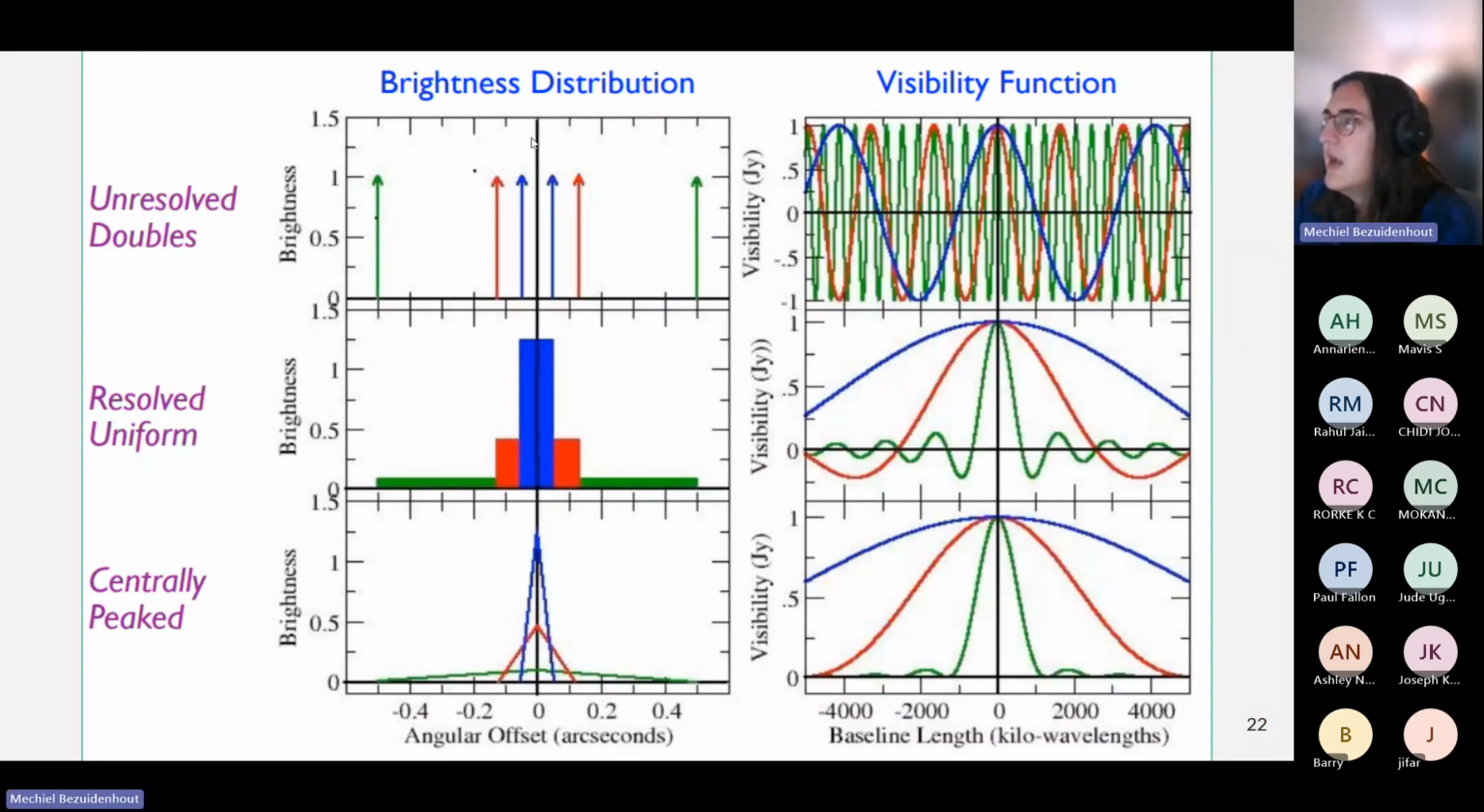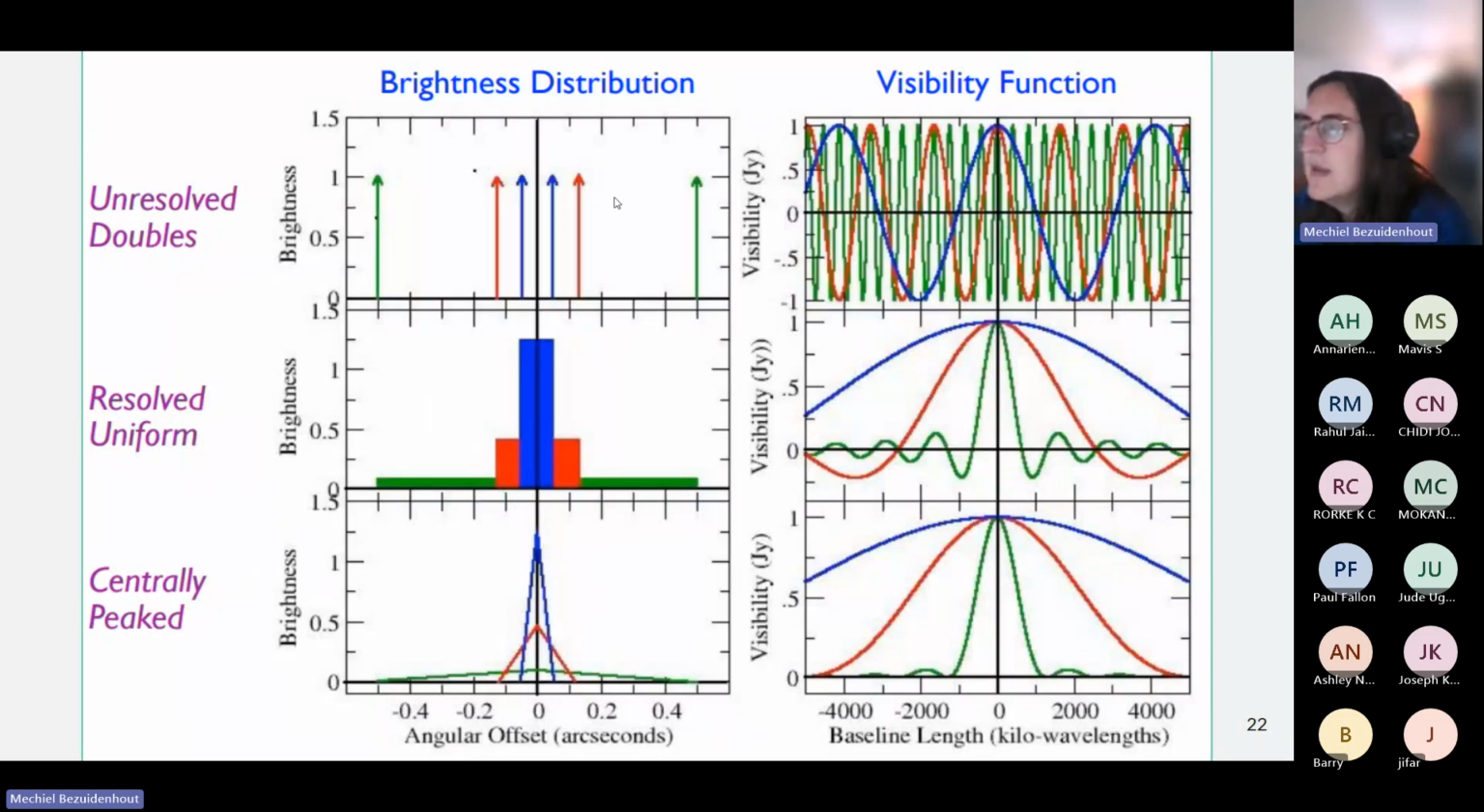Say you have a brightness distribution on the sky that is 2 vertical lines, like a double slit. The different colors show the two slits further apart. Then the visibility function is these cosines. That's the Fourier transform of those vertical slits.